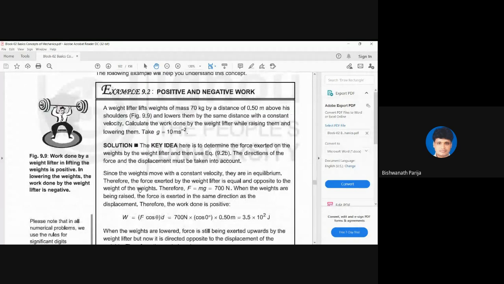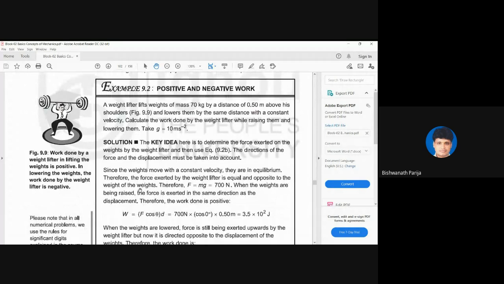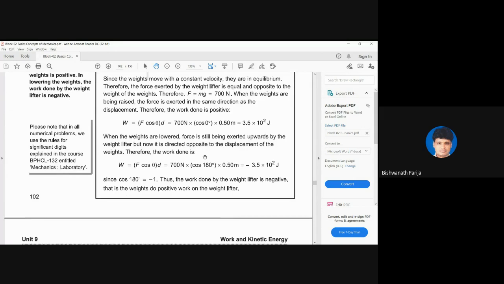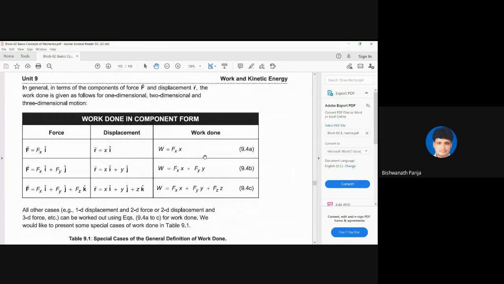Now this is your positive and negative work done solution. You can get it directly. That depends upon the angle. If the angle is 0, this is maximum positive work done. If the angle is 180 degrees, that is negative or minimum work done. But here given certain force, displacement and work done.